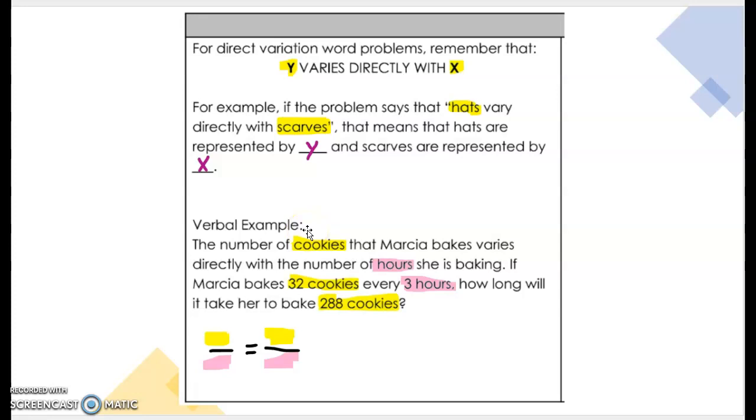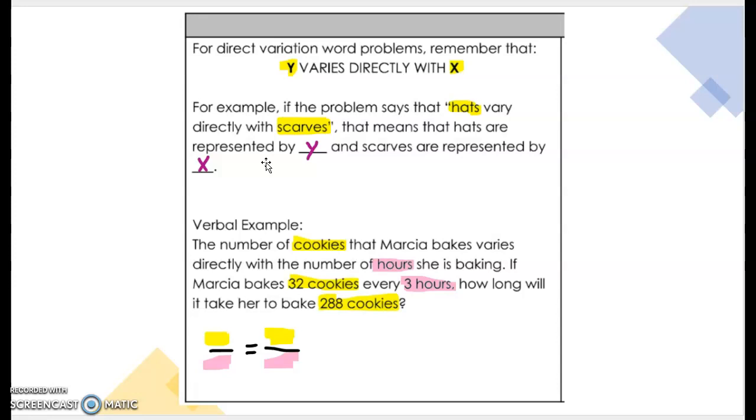For direct variation word problems, we always are talking about one thing that varies directly with another. I have y's vary directly with x. So I like to use color. For example, if the problem says that hats vary directly with scarves, then that's what I'm going to make my ratio out of. That's going to be my fraction. It's going to be hats over scarves equals hats over scarves, or scarves over hats equals scarves over hats. So whatever it is, you just have to be consistent.